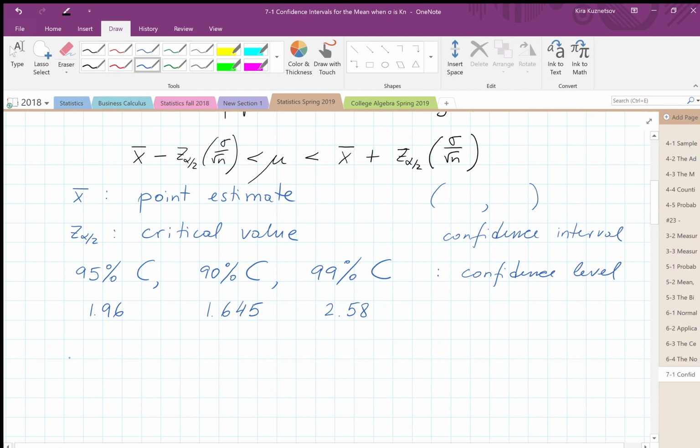One more piece. This piece of the formula is called the margin of error. It is also referred to as the maximum error of estimate.